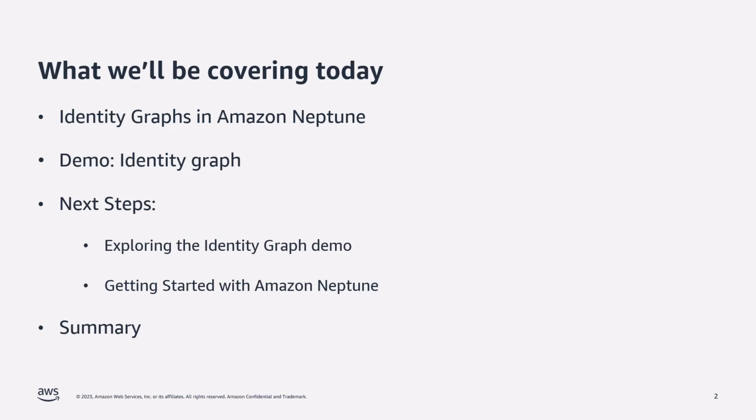Next, we'll dive straight into a demonstration of how you can use a graph database like Amazon Neptune to capture identities and their corresponding information in order to better understand how real-world entities are actually connected or related to one another. Following the demo, I'll be sharing with you links to the demo itself, along with covering ways as to how you can actually get started in building your identity graph on Amazon Neptune.